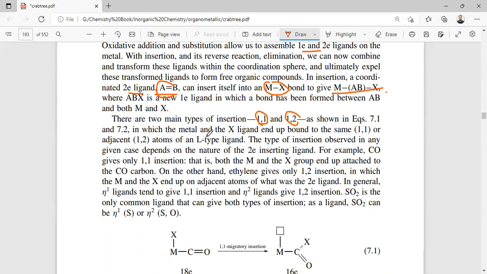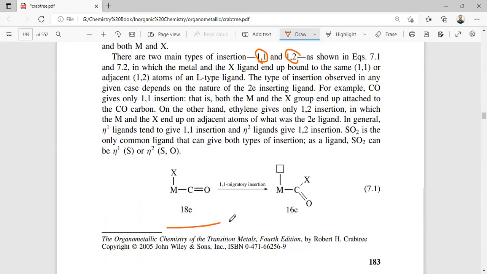So here, this is the example of a 1,1 migratory insertion reaction. So here X is inserted between the M and the C atom, so the C-X bond is formed. So here it is a 1,1 insertion.